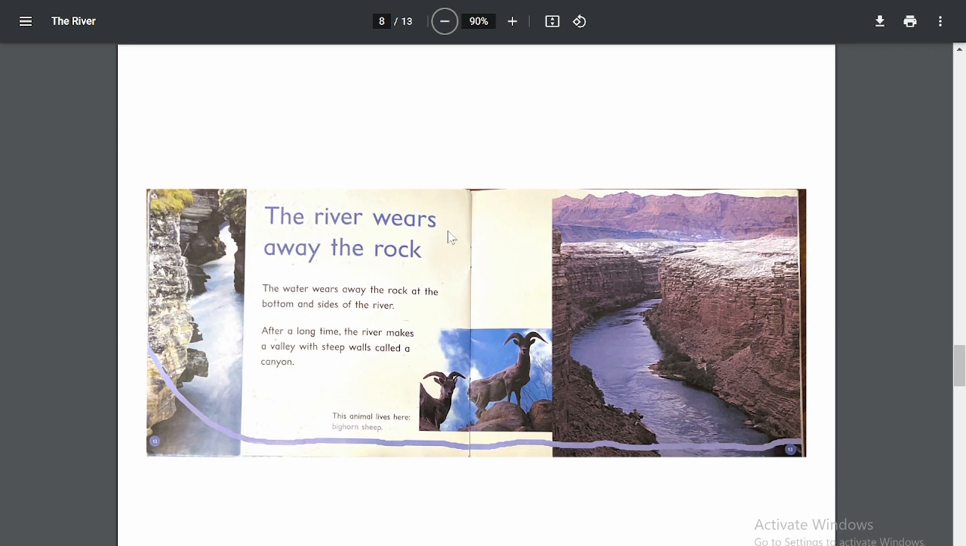The river wears away the rocks. The river wears away the rocks at the bottom of the side of the river. After a long time, the river makes a valley with steep walls called a canyon. This animal lives here, bighorn sheep.